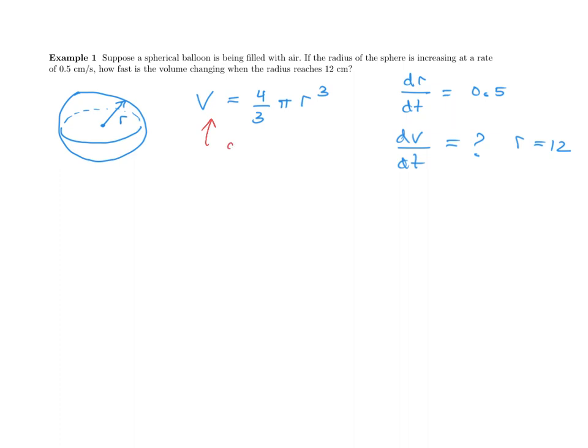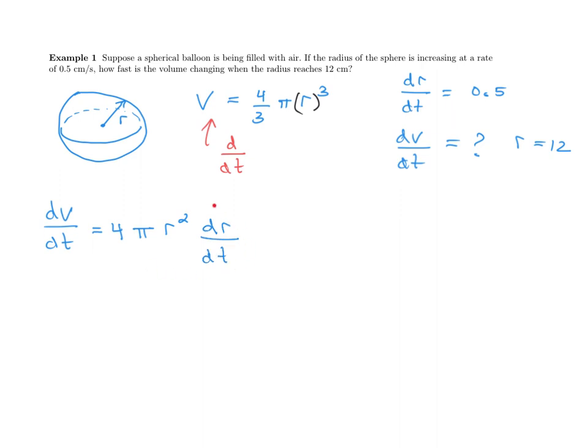This is my equation, and I'm differentiating both sides with respect to t. On the left, we get dV/dt. On the right, I'm going to bring down the 3. It'll cancel with this 3 to give me just 4. I'll also have pi, and I'll have r squared because we subtract 1 from the exponent, 3 going to a 2. What else do we have to multiply by? Well, we're taking the derivative of this thing with respect to t, so by the chain rule, you get dr/dt.